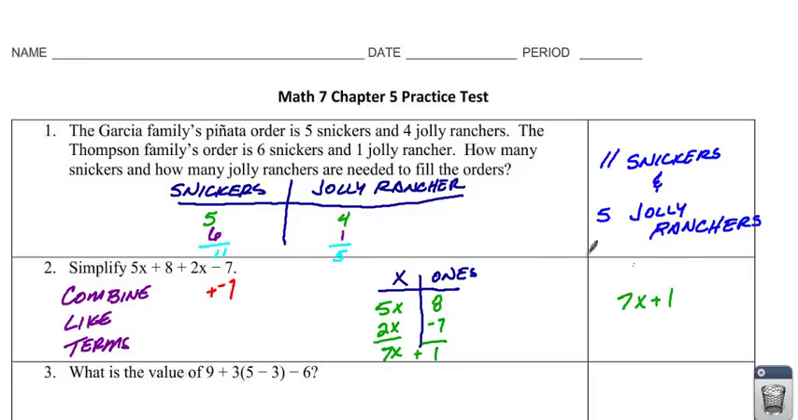It's always a plus sign here. This is always going to be a plus sign because we're thinking of the word and. So when you think of the word and, 7 x's and 1 more, think of plus. And and plus are the same thing in math.